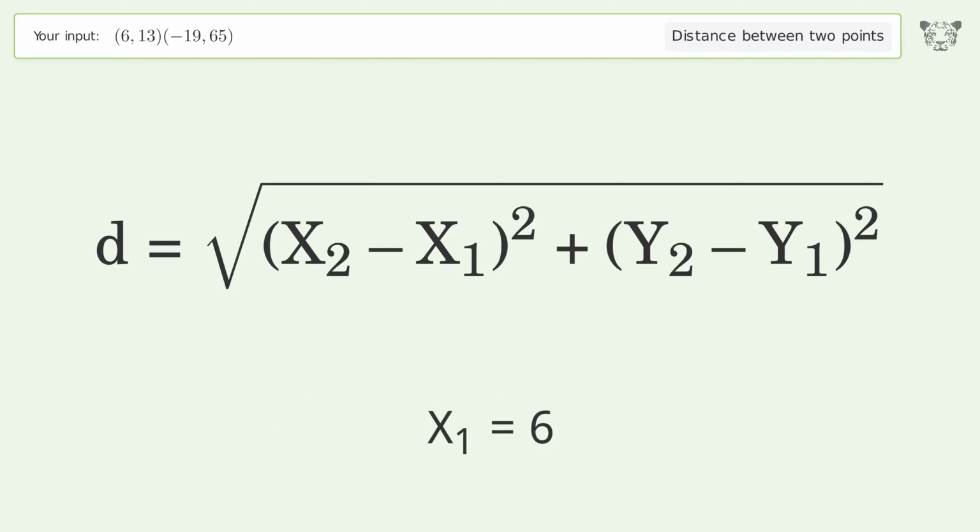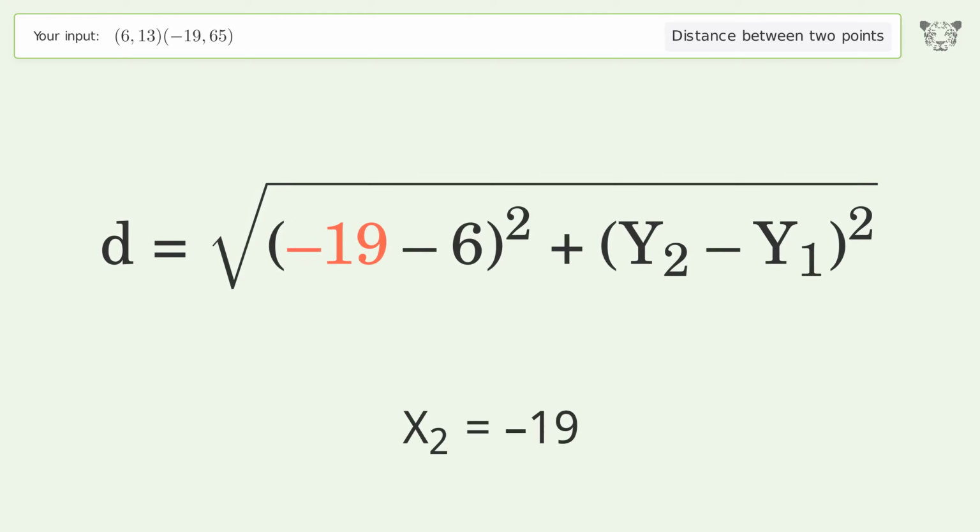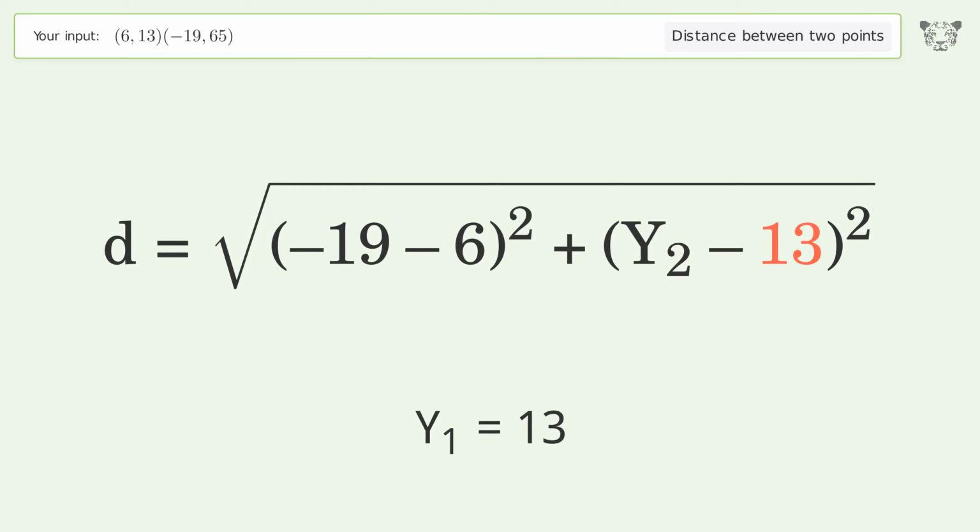x1 equals 6. x2 equals negative 19. y1 equals 13. y2 equals 65.